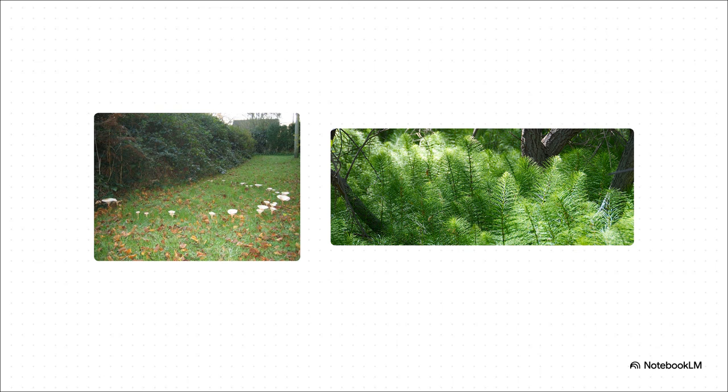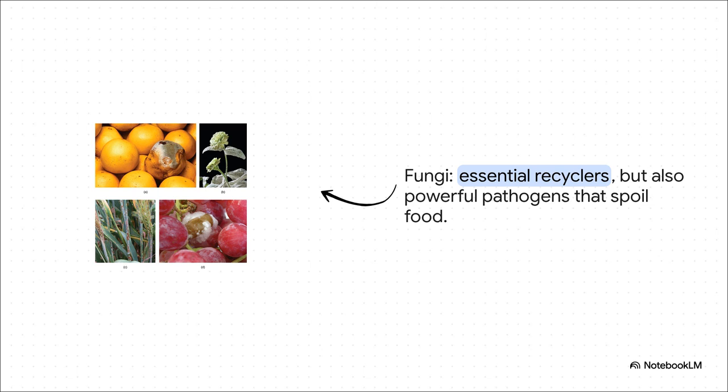Underneath the soil is this vast network that became the planet's first internet, helping early plants like these horsetails get all the nutrients they needed to survive on land. Now, fungi are nature's great recyclers. They're essential partners, for sure. But they are also incredibly powerful pathogens. They can spoil our food, they can devastate entire crops with rusts and mildews, and they can produce some of the most potent toxins known to science.